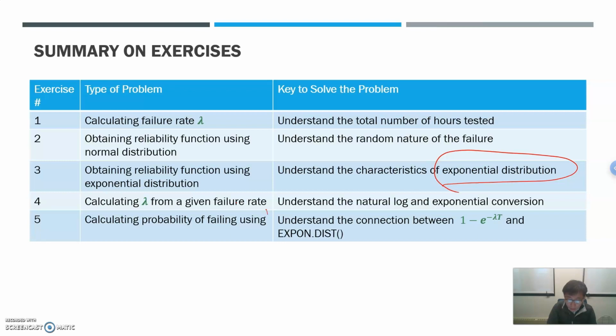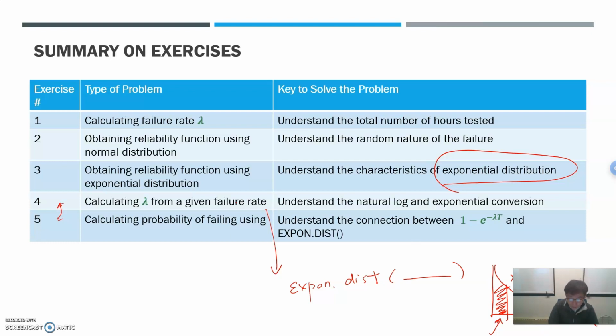Given a failure rate, in this case, the failure rate was EXPON.DIST or something in Excel. If you remember the curve, this is the failure rate. This is the survival rate, at the point of X. Survival rate at the point of X. This is the failure rate, or probability of failure, at the point of X. And number 5 is calculating the probability of failing, which we just finished. 4 and 5 are somewhat related.